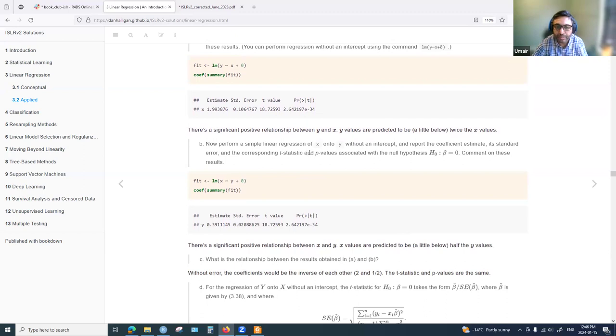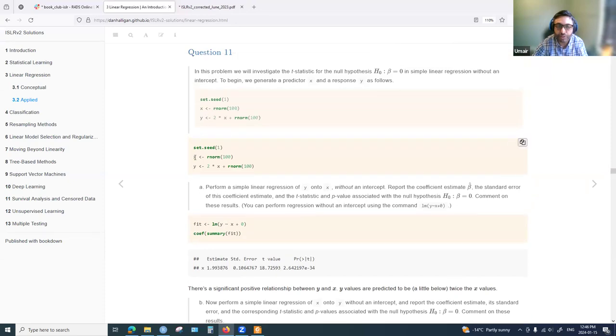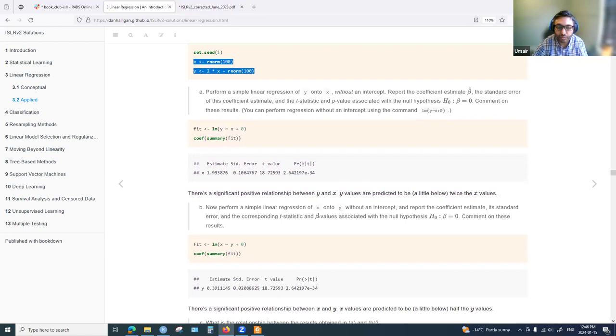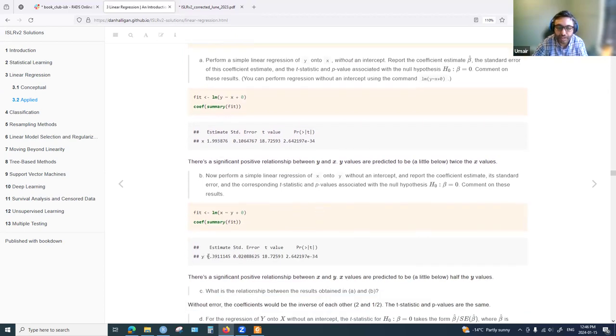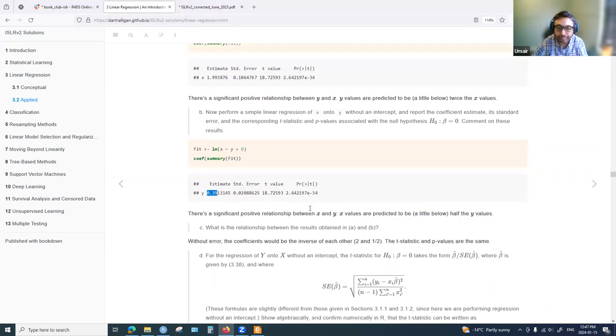Next, perform a simple linear regression of x onto y. This is the opposite. Before, we used y as response, and now we're using x as response. Now we get 0.39, which is close to 0.5, which we expect the relationship between them to be, because our original equations are these. So x is half of y in terms of the coefficient. That's why we get a value of about 0.4, which is close to 0.5. That is also significant.